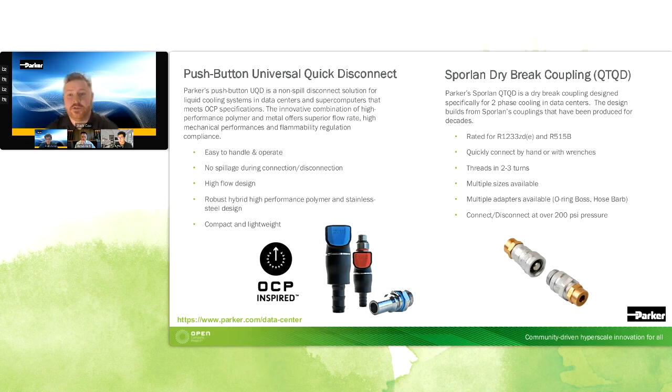So the final product that we have for today, again, all these products can be found on our URL at the bottom left, but the final product that we have is going to be the Sporlan QT-QD. So a quick thread dry brake coupling that's built off of decades of Parker Sporlan's refrigeration experience and is specifically designed for two-phase cooling in these areas.